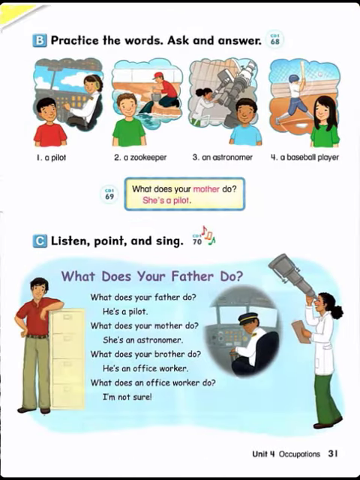Page 31. B. Practice the words. Number 1. A pilot. Number 2. A zookeeper. Number 3. An astronomer. Number 4. A baseball player.